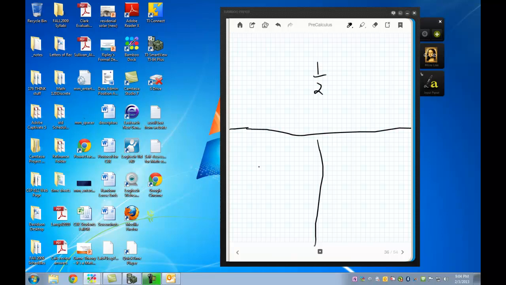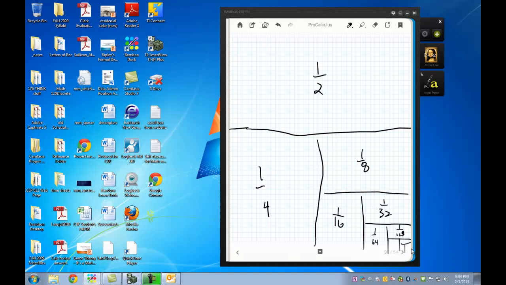Do you agree that this guy over here is 1/4? Do you agree that this guy over here is 1/8? This guy over here is a 16th. This guy over here is 1/32nd. Right? See what's going on here? 1/2, 1/4, 1/8, 16th, 32nd. This guy over here is 1/64th. This guy over here is 1/128th, etc. Etc. Etc.